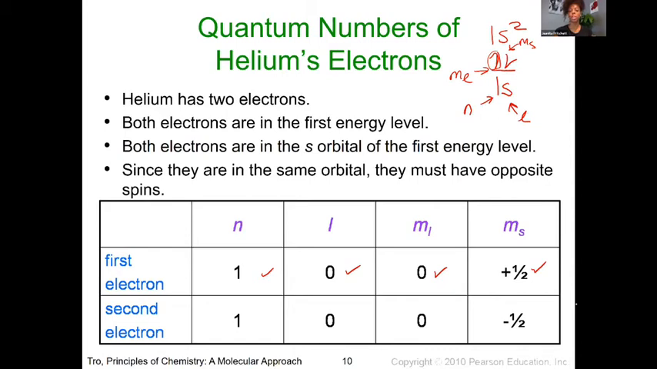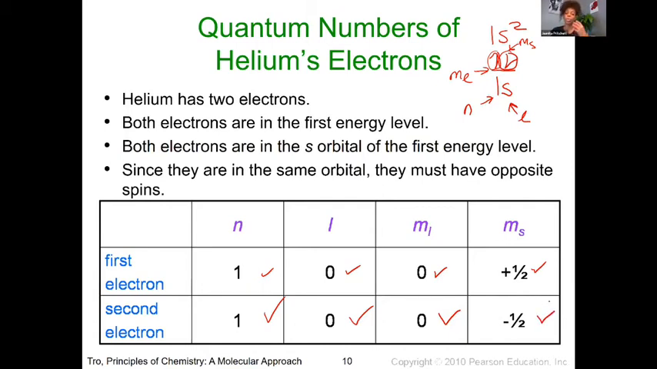And then the second electron, well, that second electron is also in the first energy level. So now we're focusing on this one. Well, it's also in the s orbital, so that means L is equal to 0. I know the only possible ML value is 0. And now the spin, the direction of that one, is going down, so it'd be -1/2.